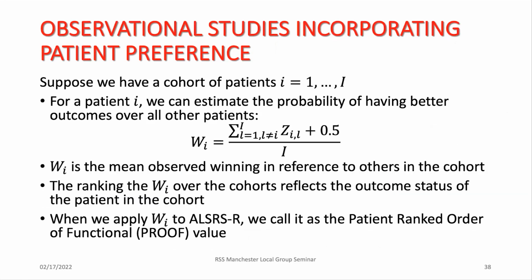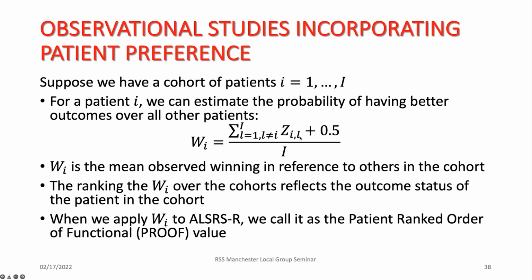So we have finished the results for the trial, and now I move to using that for observational studies. The idea here is that if we have a cohort of patients from 1 to I, then for each pair of patients within the cohort, we can derive their winning indicator Zij.